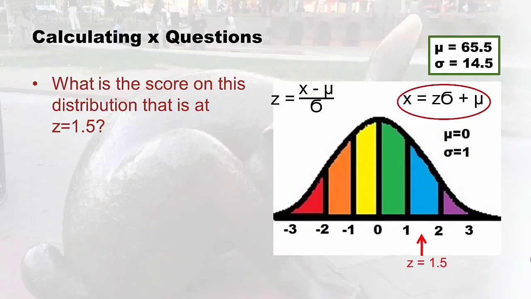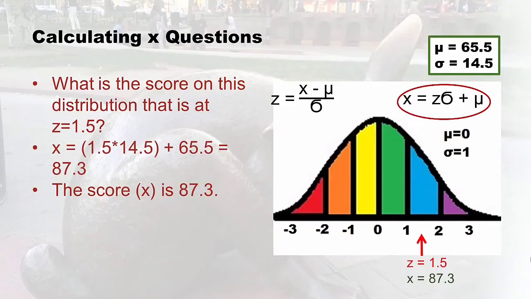Let's say I was just bored and I was wondering what is the test score on this distribution that is at z equals 1.5. See where z equals 1.5? We never asked that question before. So let's say I just, out of curiosity, wanted to know what the test score would be of a student who was at z equals 1.5.